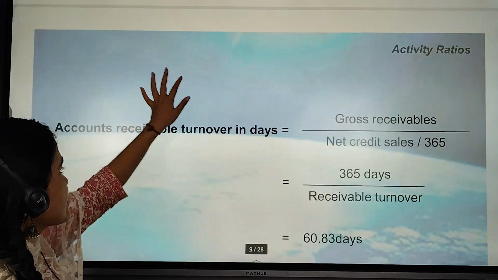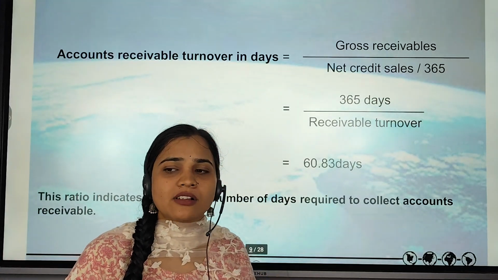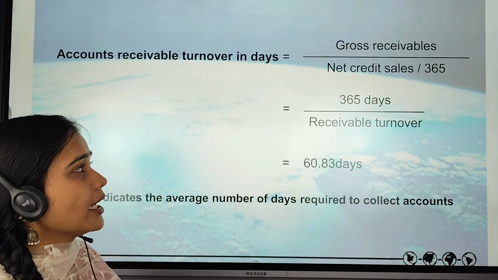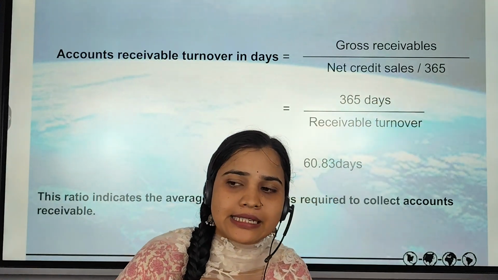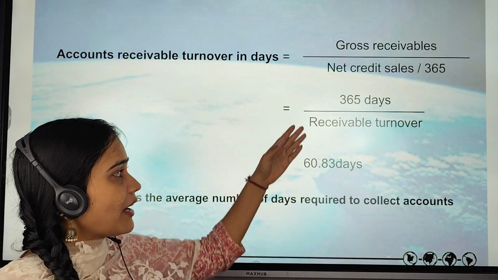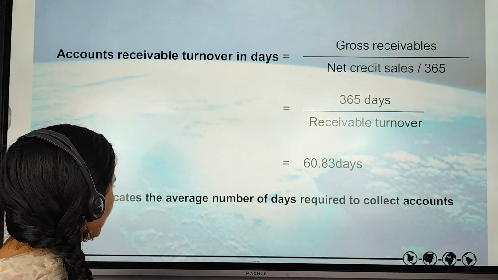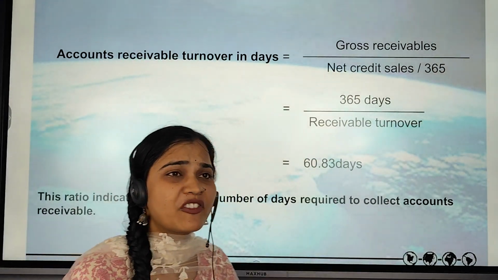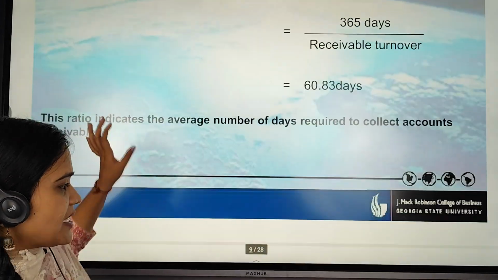Now the next is the accounts receivable turnover in days. We calculate it on the basis of days. The formula is gross receivables upon net credit sales times 365 days, or 365 days divided by receivable turnover, that is 60.83 days. This ratio indicates the average number of days required to collect accounts receivable.